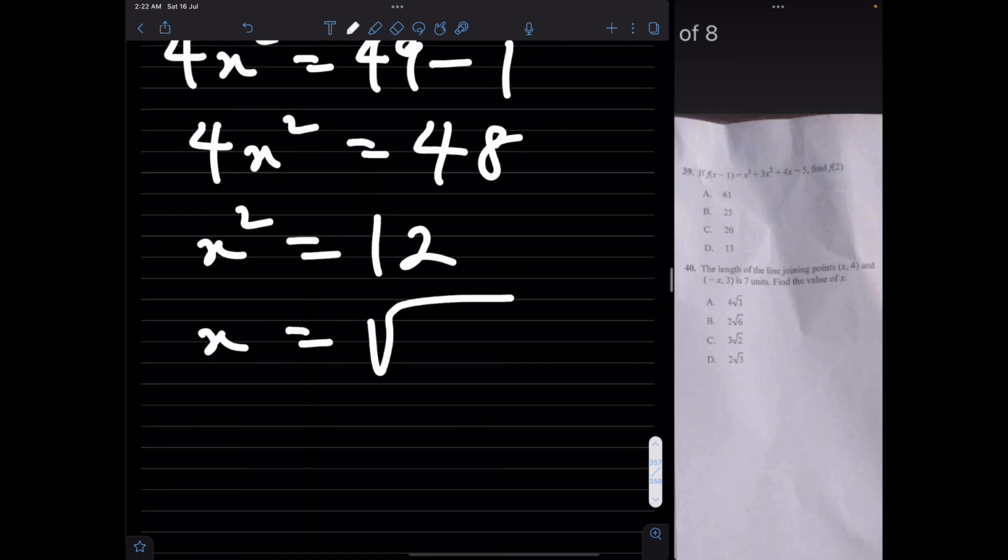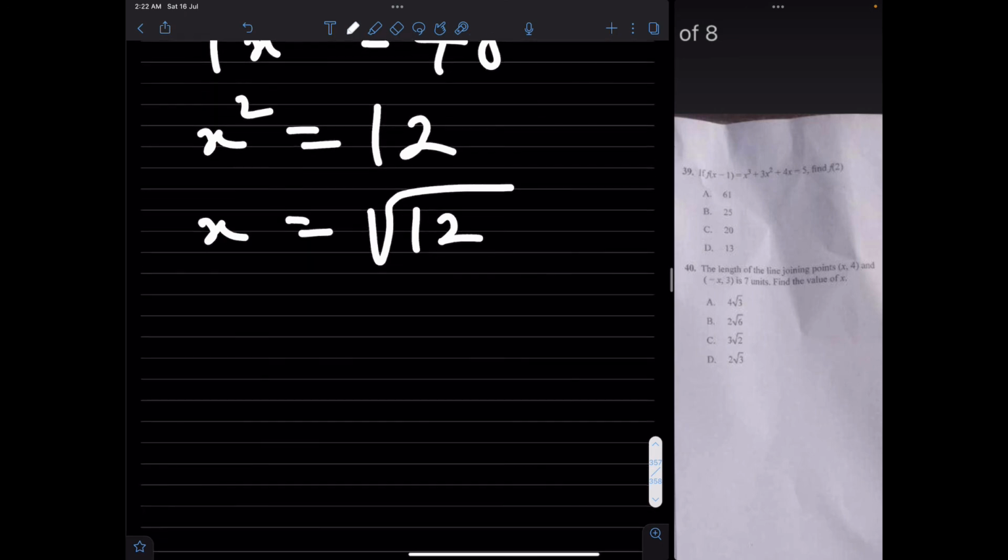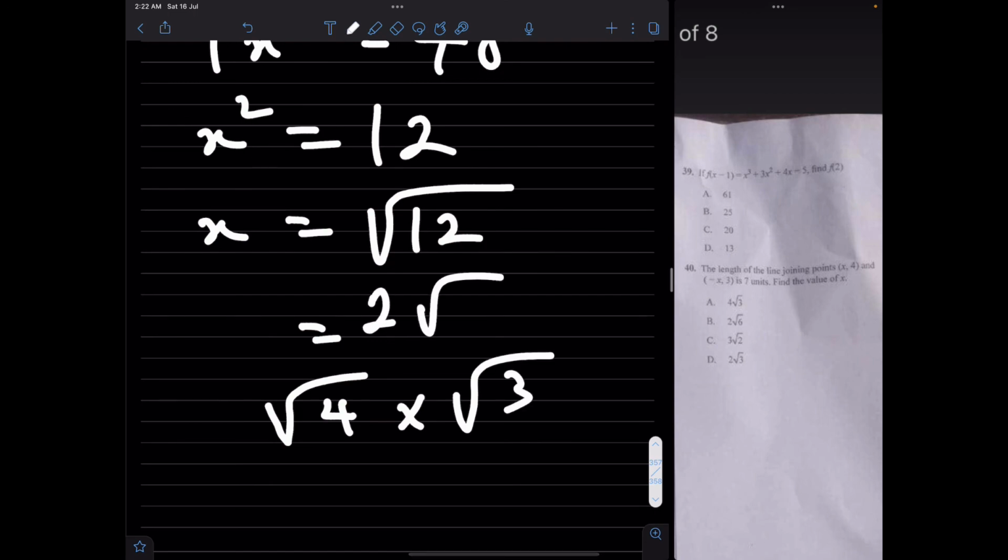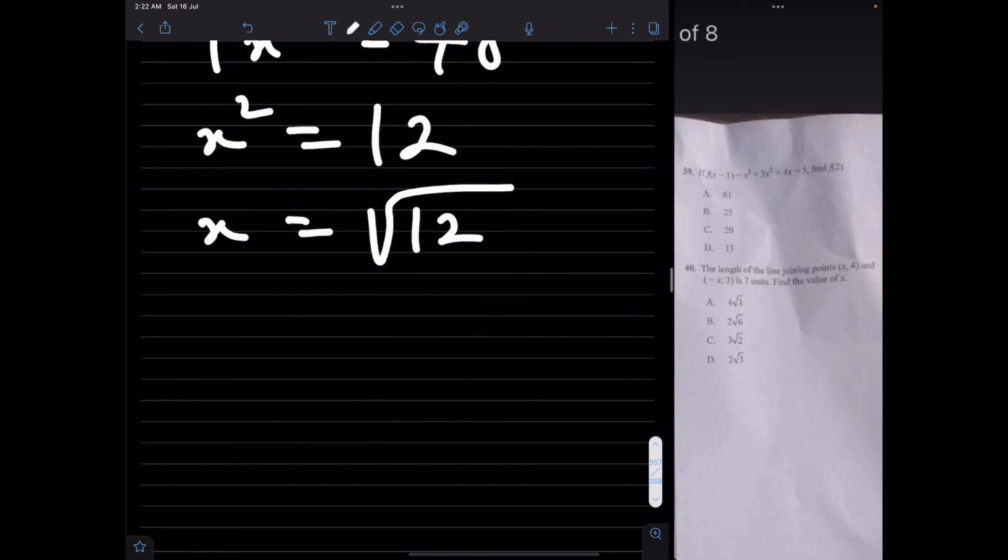Which simply means x equals the square root of 12, which is the same as the square root of 4 multiplied by the square root of 3, which is 2 root 3. So x equals 2 root 3, very simply. And the correct option is D: x equals 2 root 3.